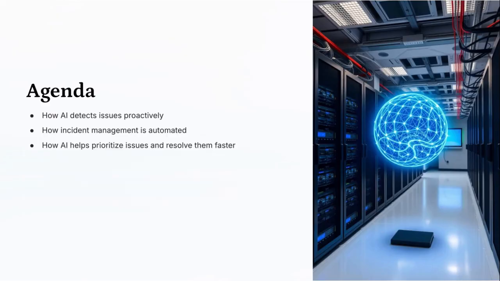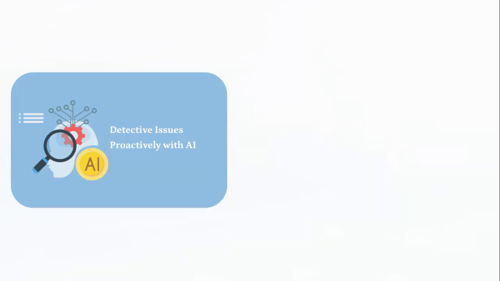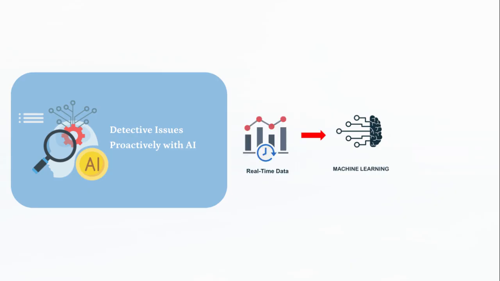By the end of this session, you'll understand how AI detects issues proactively, how incident management is automated, how AI helps prioritize issues and resolve them faster, how workflows are automated and orchestrated, how ITSM tools like ServiceNow and Jira integrate with AIOps, how chatbots and virtual assistants improve incident resolution. Let's get started.